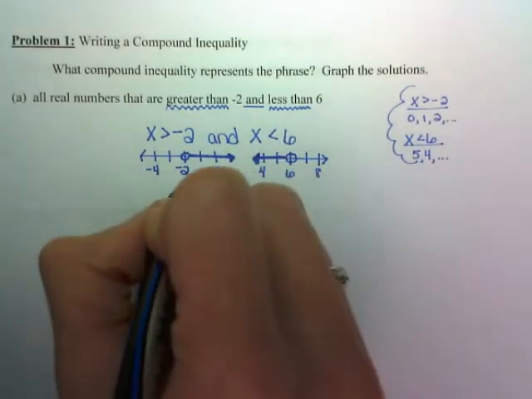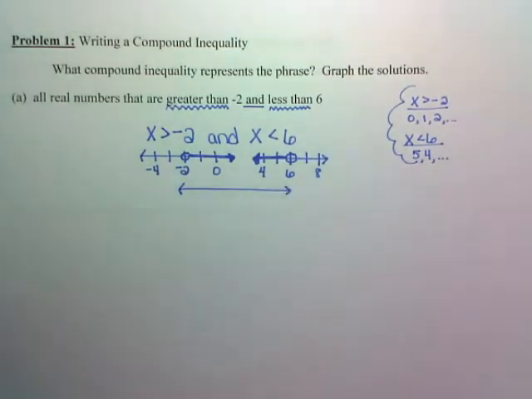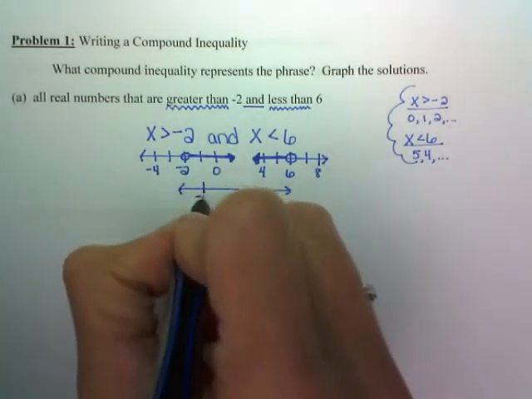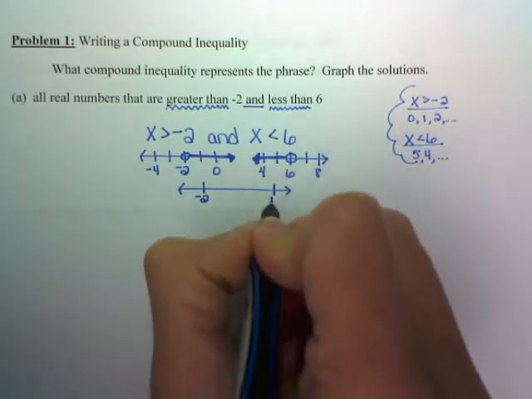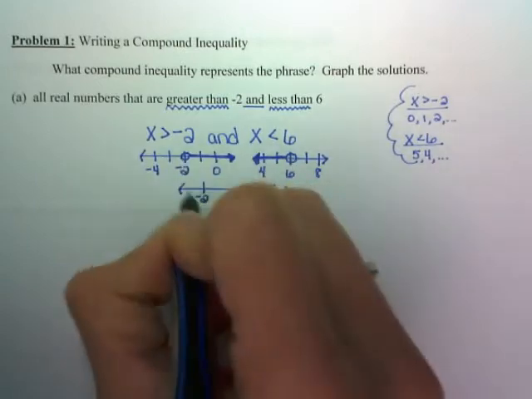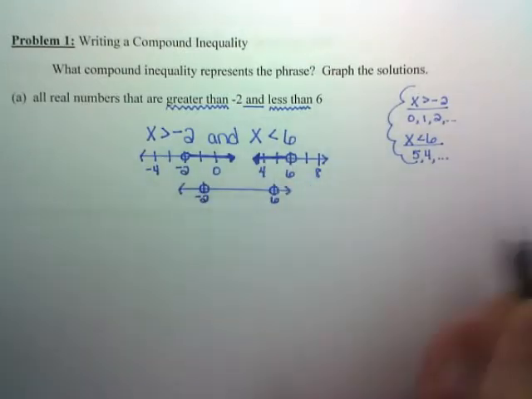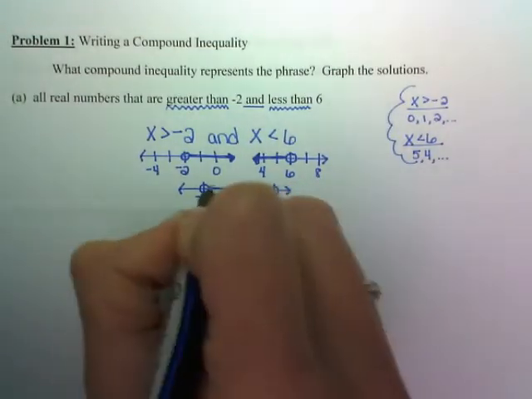So if I combine these two number lines, I have actually two starting points with a compound inequality. I'm going to start at -2 here, and I'm going to start at 6 here. Both of them are open dots. And if I talk about the overlap, that's the intersection. It's everything in the middle.